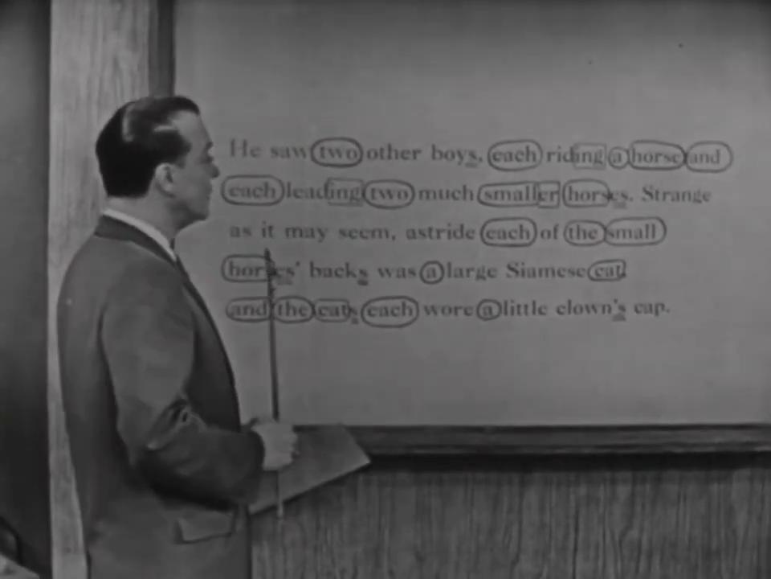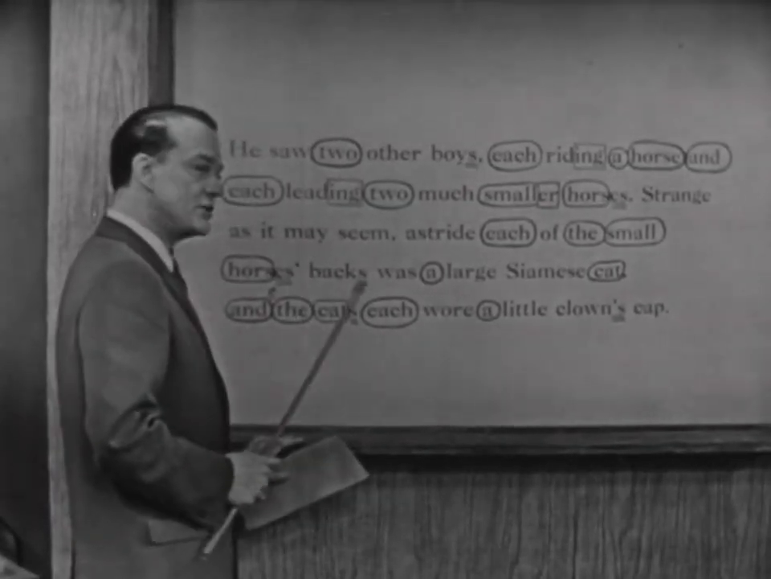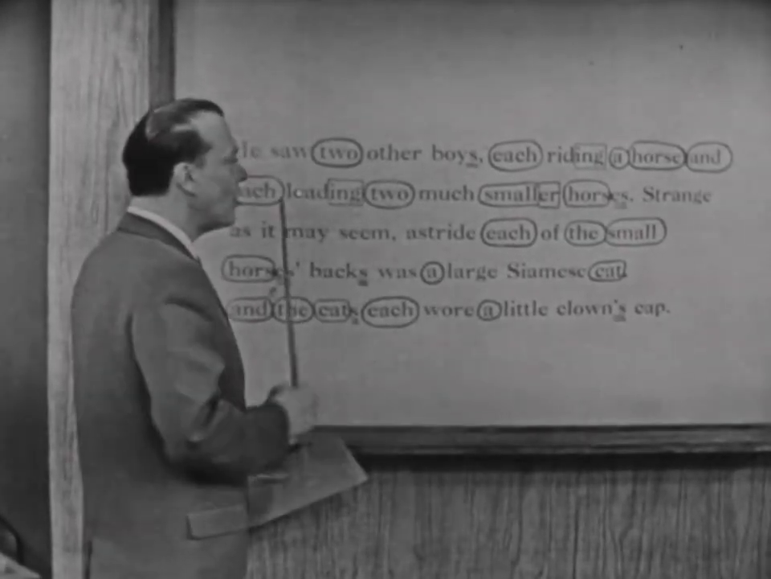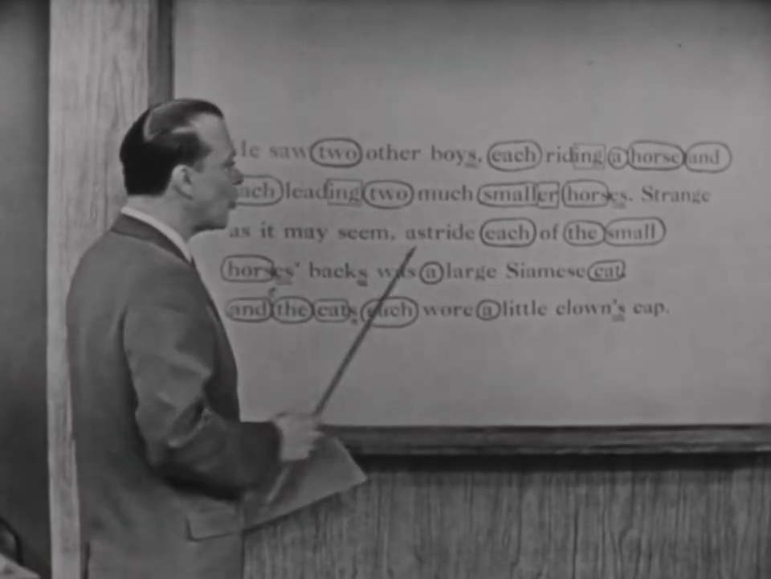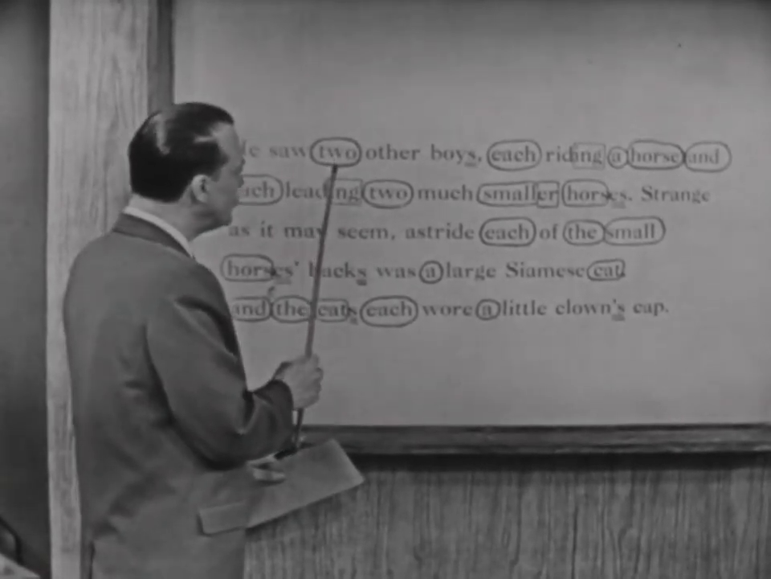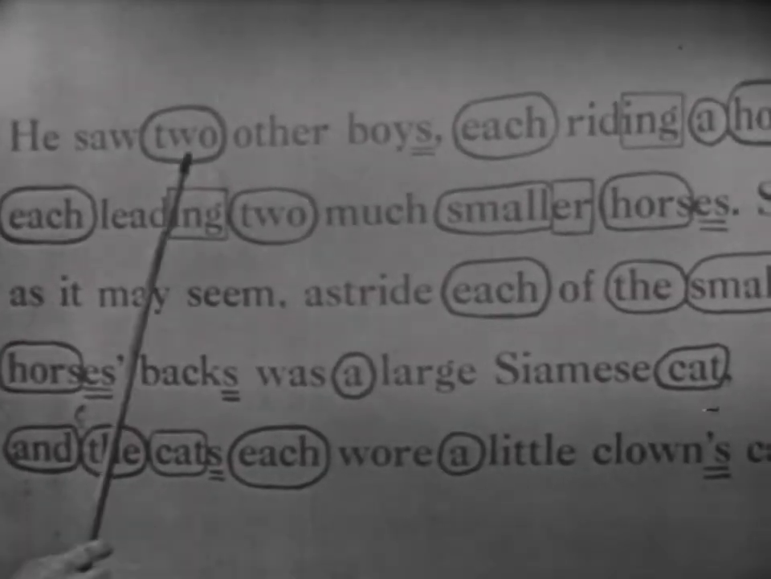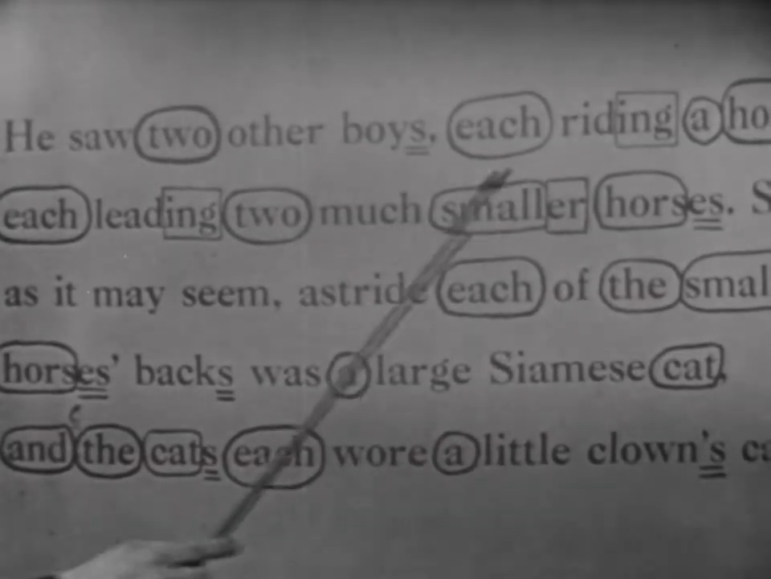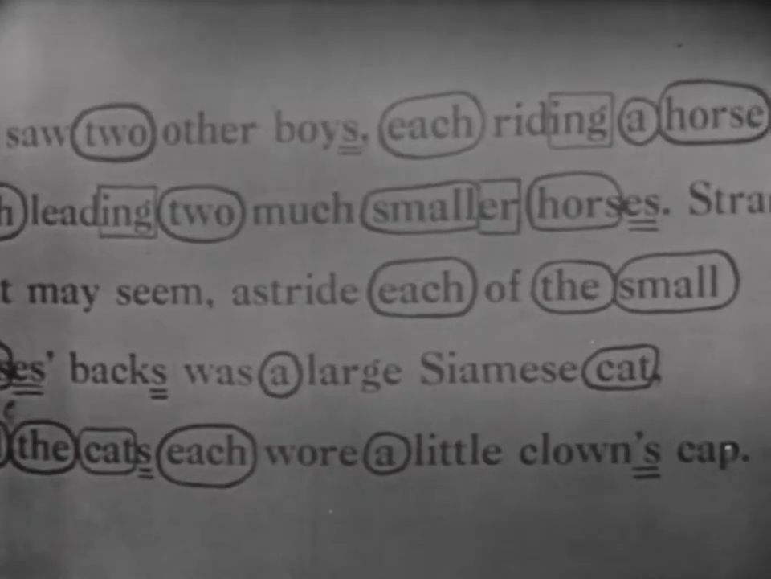Now, in this particular passage of two sentences, there are 42 words, and yet, of those 42 words, there are 29 recurring partials. That is, these things come back over and over again. Particularly notice that two occurs here with boys, two much smaller horses. In other words, the word two occurs here twice. Each occurs twice. The item small occurs twice. A occurs several times. Horse, horse.